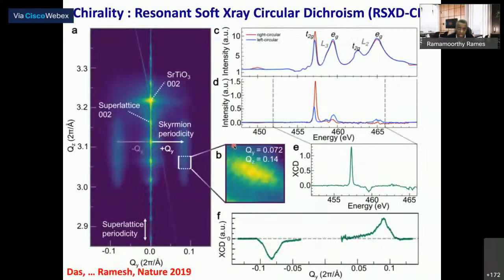Now, it turns out that if you do the resonant soft X-ray circular dichroism measurements, I'm just going to quickly show you this data. Indeed, we see very strong circular dichroism for the skyrmions as well. And that's seen here in this picture. It is very antisymmetric. So it's telling you that these skyrmions are also chiral.